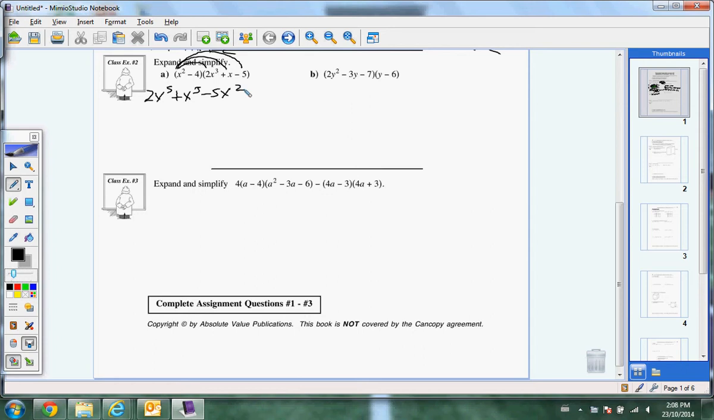Okay, and negative 4 times 2x cubed? Good, Josh. Negative 8x cubed. Okay, negative 4 times x? Negative 4x. And Allie, what's negative 4 times a negative 5? Positive 20. Good. Okay, so we got our list here.